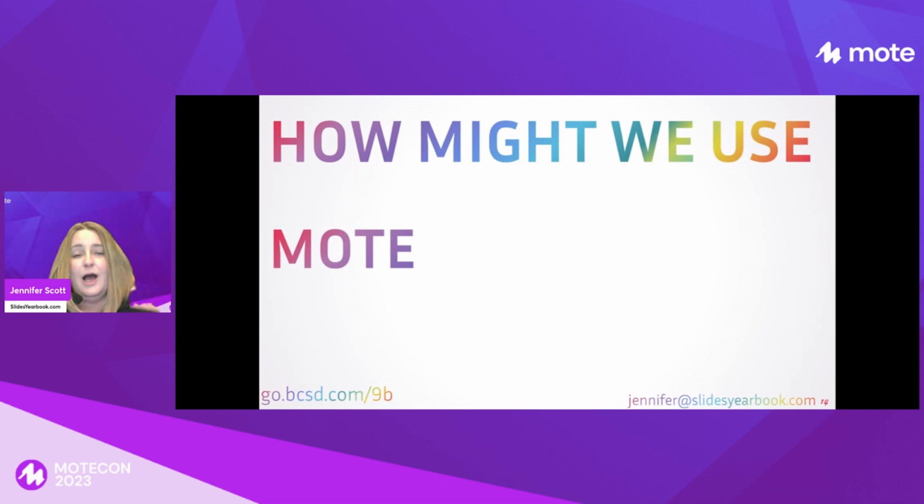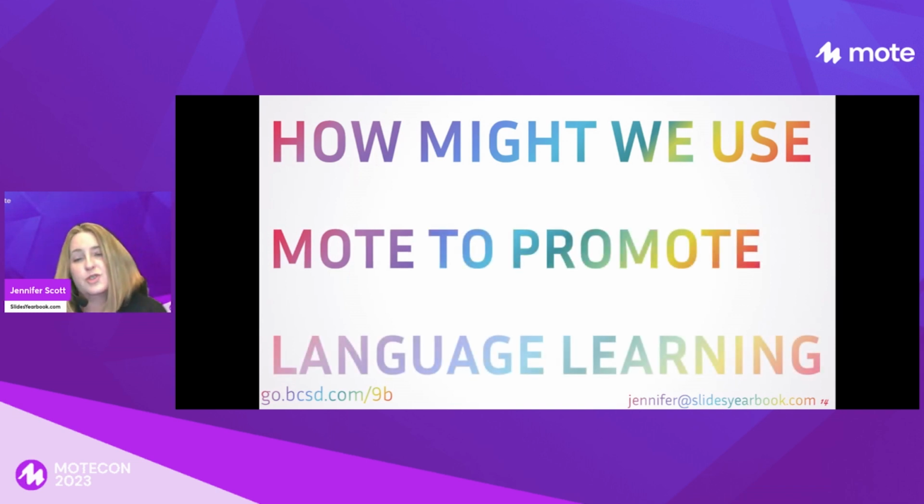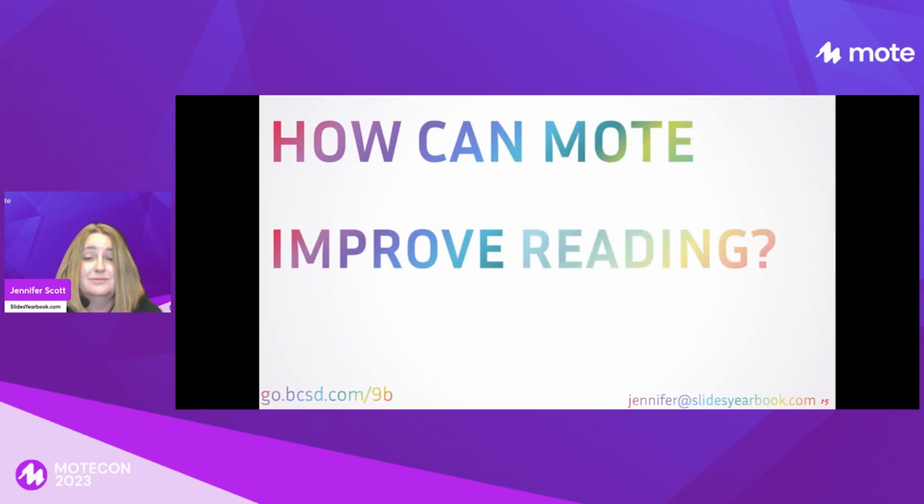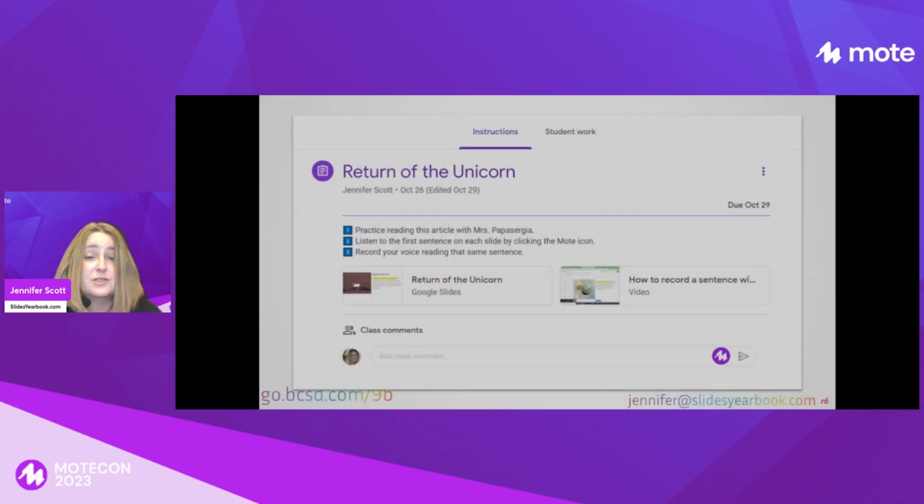So, how might we use Mote to promote language learning? Well, let's look at the different categories. We're going to look at reading first.